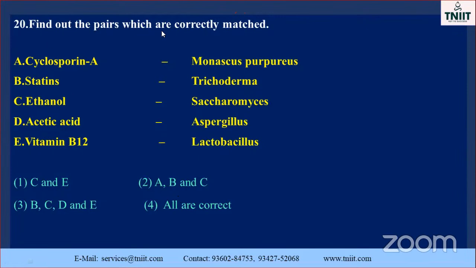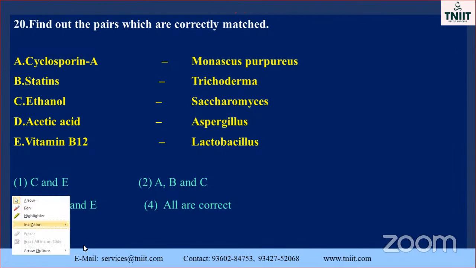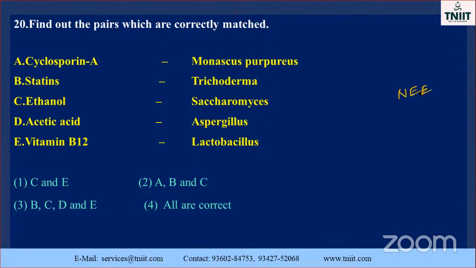Next one. Find out the pair which is the correct match. This is the question, my dear students. This time, definitely they ask a question from this part. NEET question, 2023. Definitely it will come. Cyclosporin is responsible for which one? Statins, ethanol, acetic acid, vitamin B12. Here they are asking to find out the pair which is correctly matched.